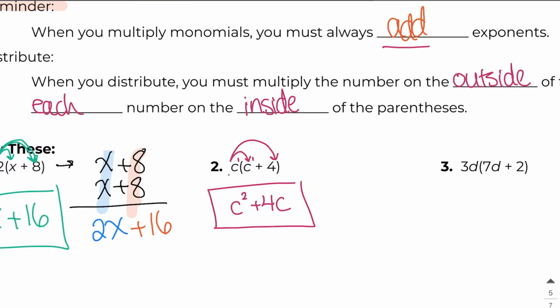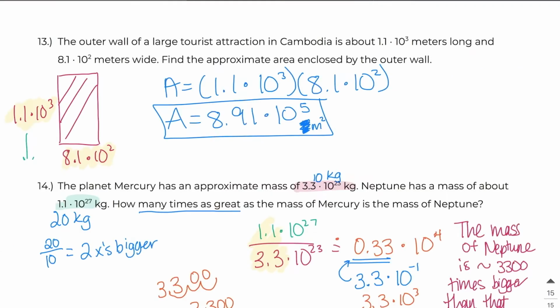Now, if these were not like terms to begin with, then these should not be like terms at the end. See here, for example, when I look at this c plus 4, there's nothing in common with c and 4, so we can't put them together. There are no like terms, so we shouldn't have like terms here.